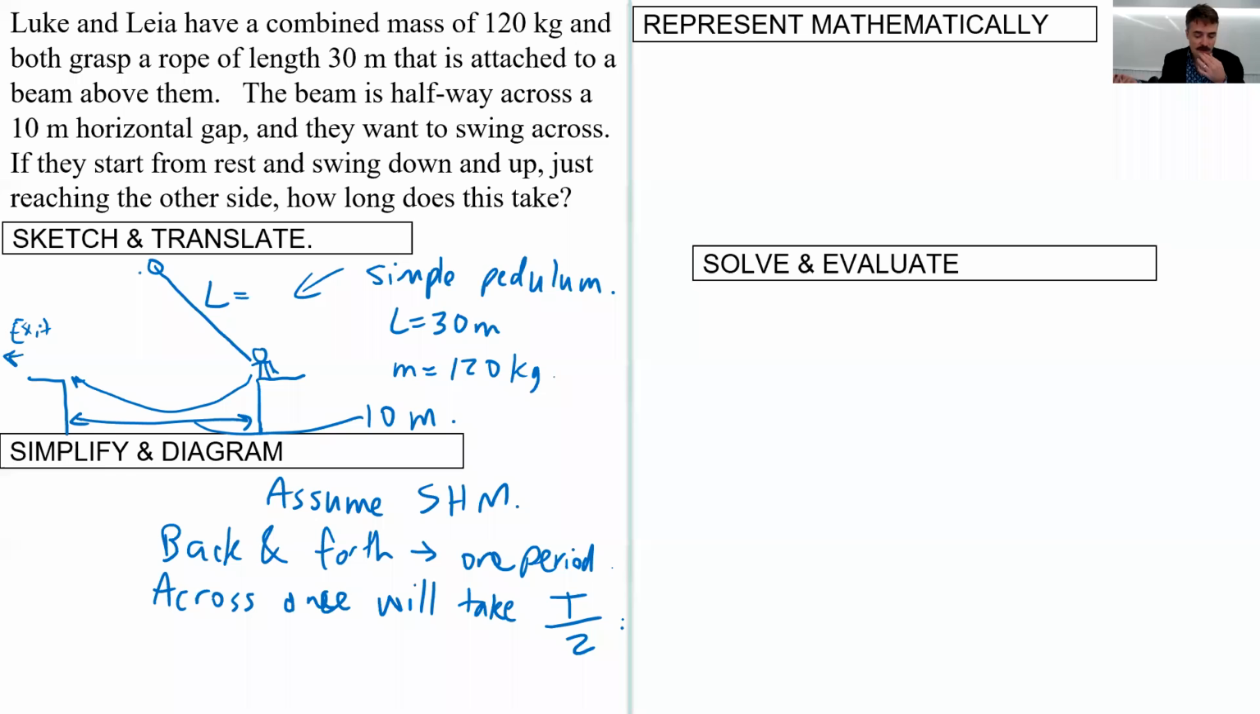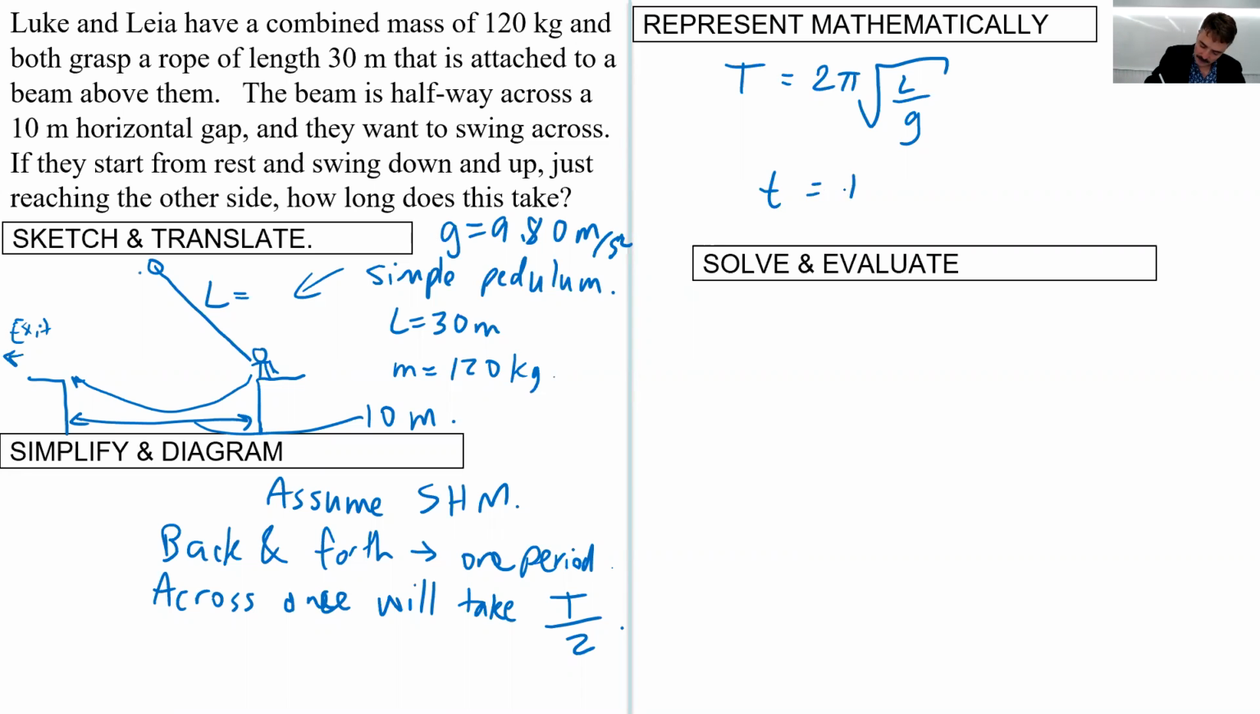Make sense? So all we have to do is say that T is equal to 2 pi times the square root of L over g. I guess we'll assume they're on Earth, even though it's a Star Wars movie. Let's assume that g is equal to 9.80 meters per second squared. Maybe it's artificial gravity set to be that way. Anyway, you get me. So the time is going to be T over 2.